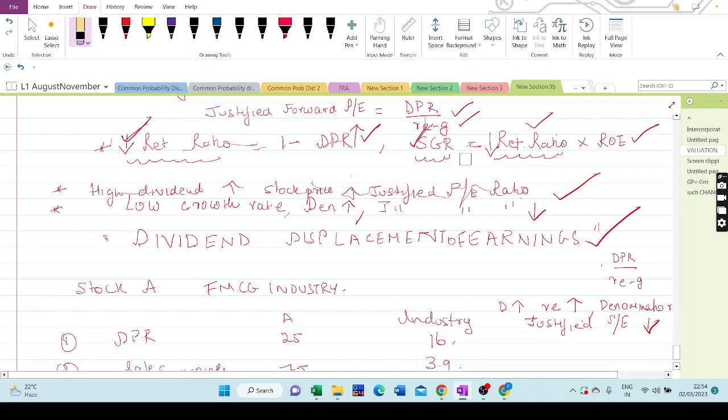Okay? It can also raise equity. Instead of debt, it can raise equity to fund itself, right? So it does not necessarily mean that the company is raising debt. If its retention ratio is low, that does not necessarily mean it's financing its future projects by taking debt. It can raise equity as well, so it's not necessary. Okay?